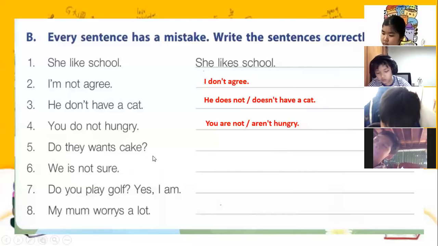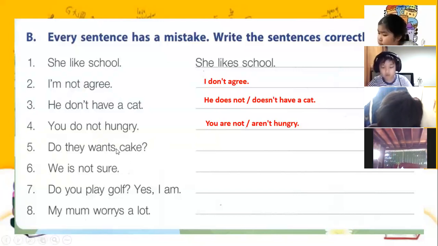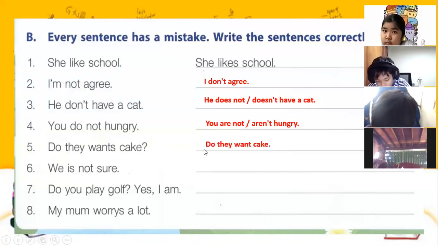Okay. Now, the question sentence we have, do they want cake? So, what is the mistake here? Do they want, they don't have the S? Exactly. They don't have the S. So, they want cake.